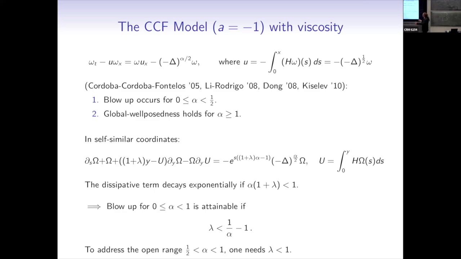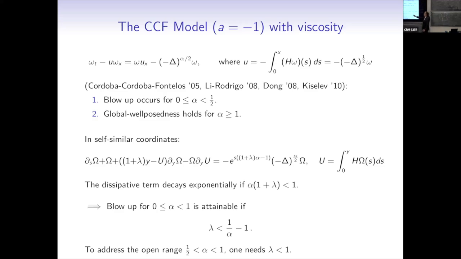Now, if you are on the other range, whenever alpha is big, then the diffusion dominates over the nonlinear terms. And then effectively what you have is some kind of heat equation that will die out independently of your nonlinear term. Okay, so that concluded the proof of global well-posedness whenever alpha is greater than or equal to one. So there are two scenarios. If you put very little viscosity, there is blow up. If you put a lot of viscosity, there is global well-posedness. In between, nobody knows. So let's see what happens in between.